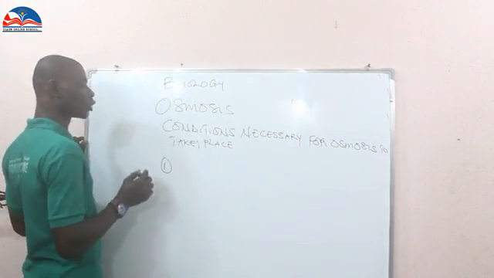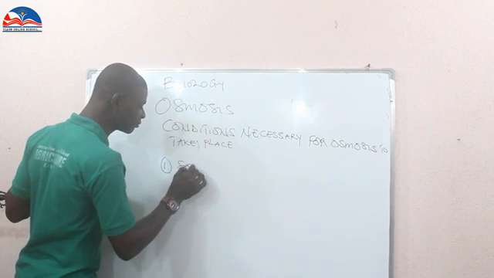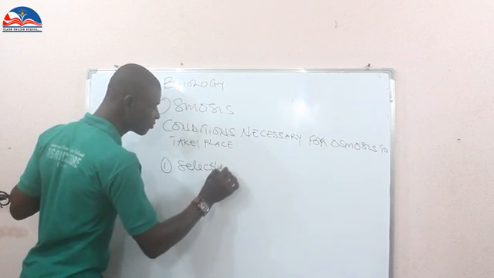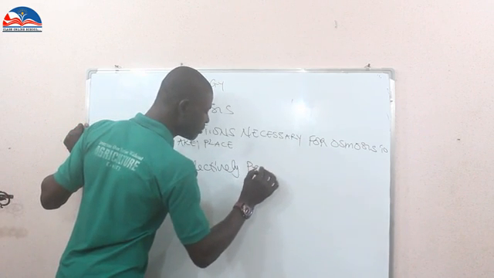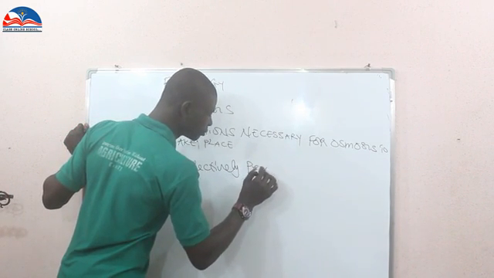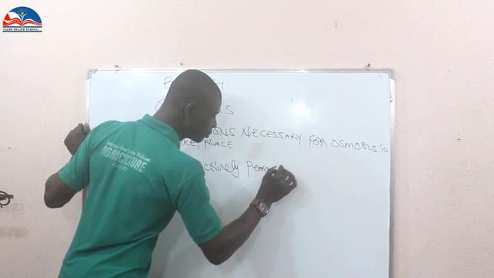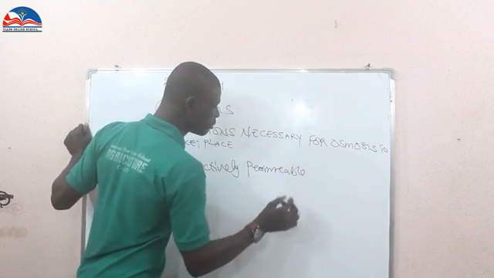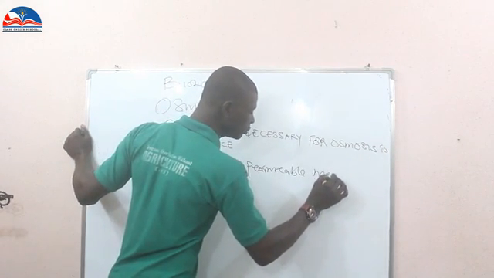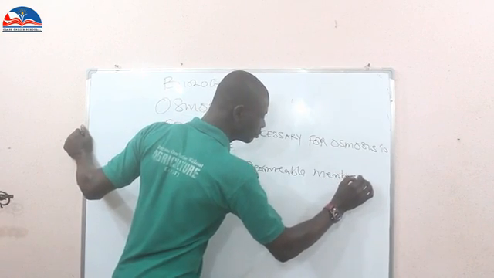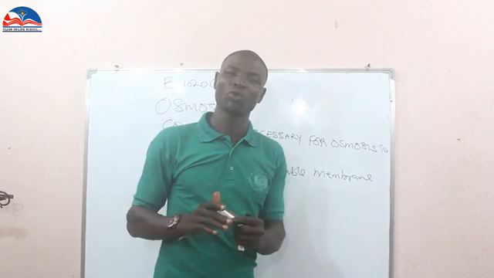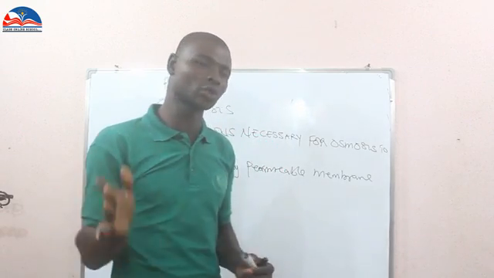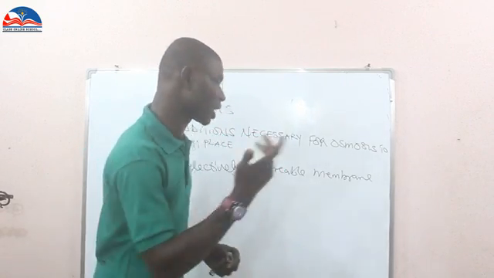One, there must be a selective permeable membrane, which is the opening through which the water will get into the bread and get into the sugar that is inside the bread, just as I explained.